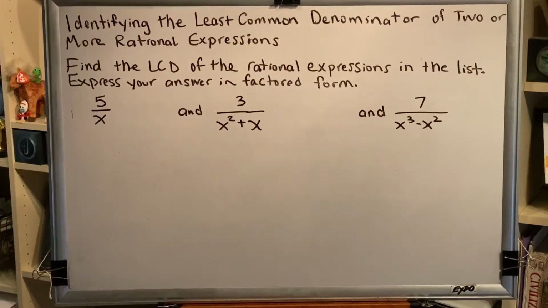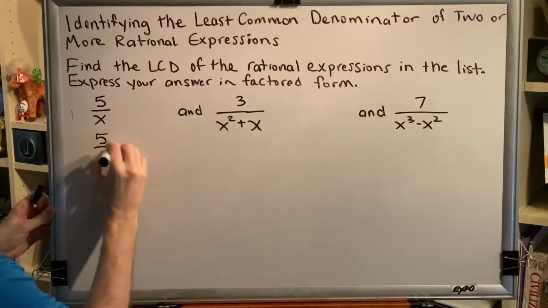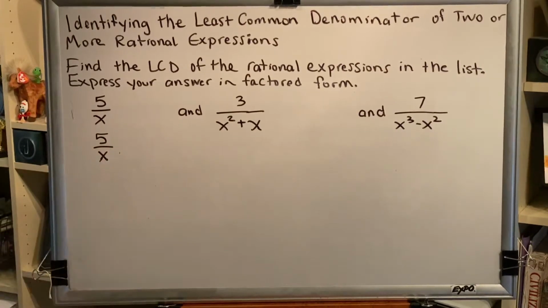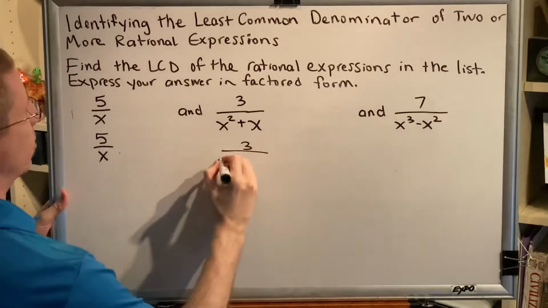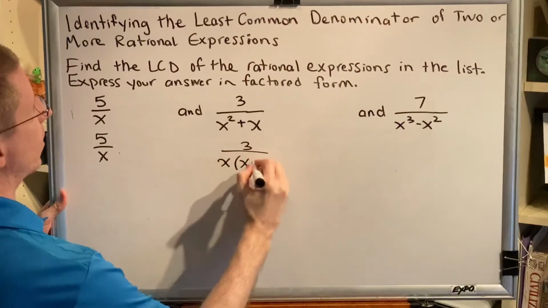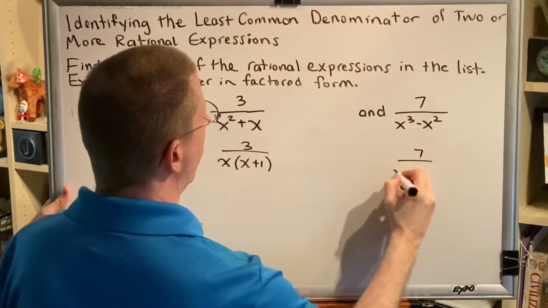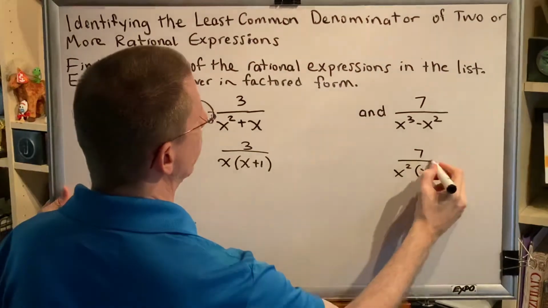Okay, so we're going to go through the steps. Step 1 says to factor all of the denominators. We ignore the numerators in this step. So for our first fraction, 5 over x, there's nothing we can do to factor x. It's just an x. For our second, the GCF is x, and when we take it out, we're left with x plus 1. For our third, the GCF is x squared, and when we take it out, we're left with x minus 1.